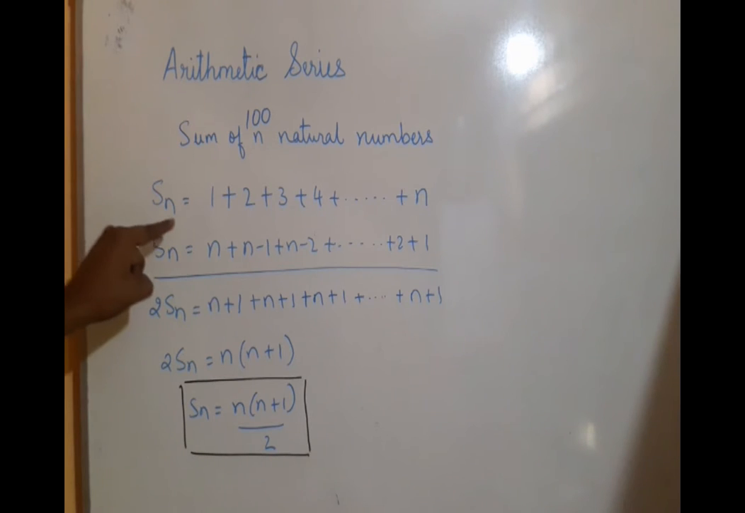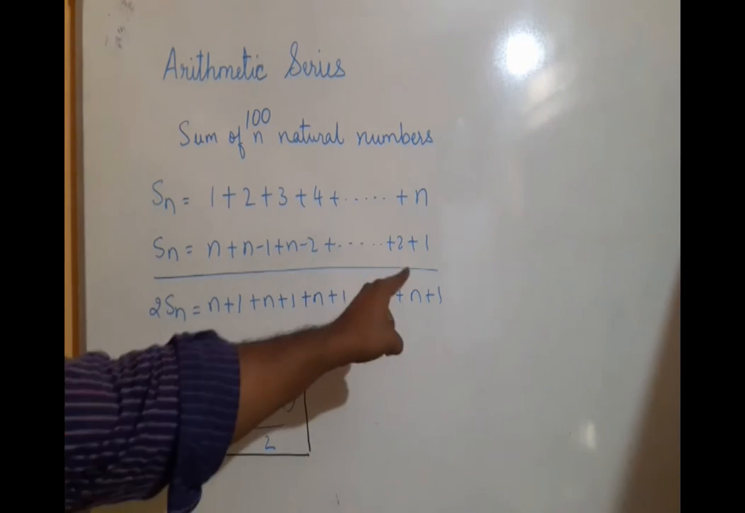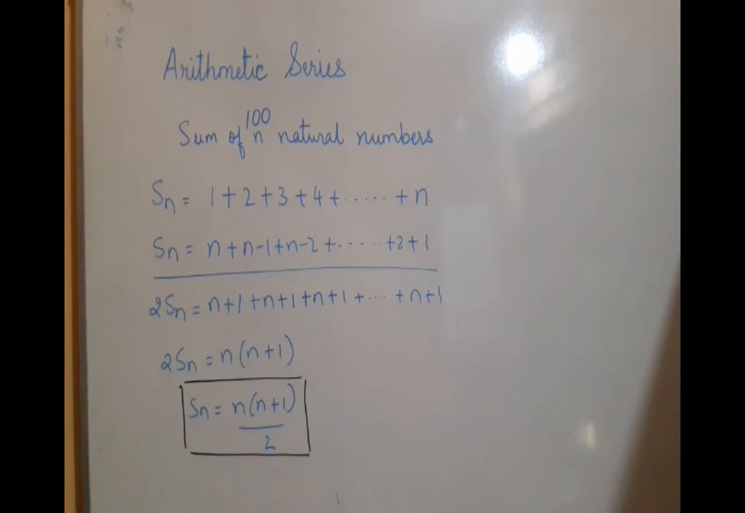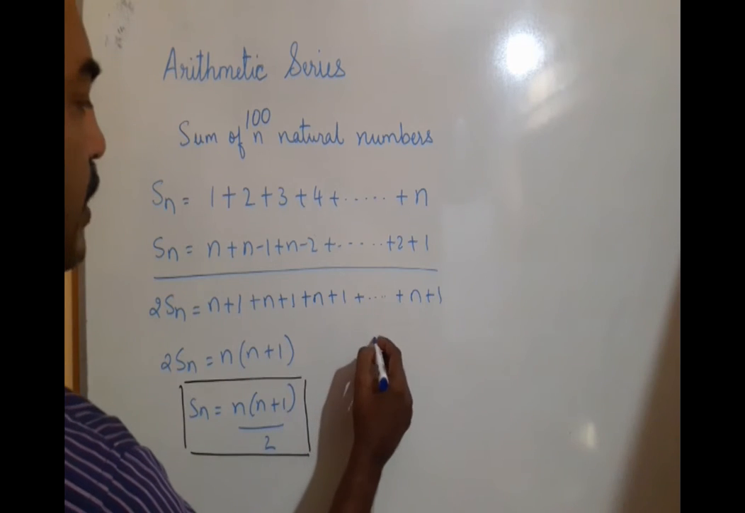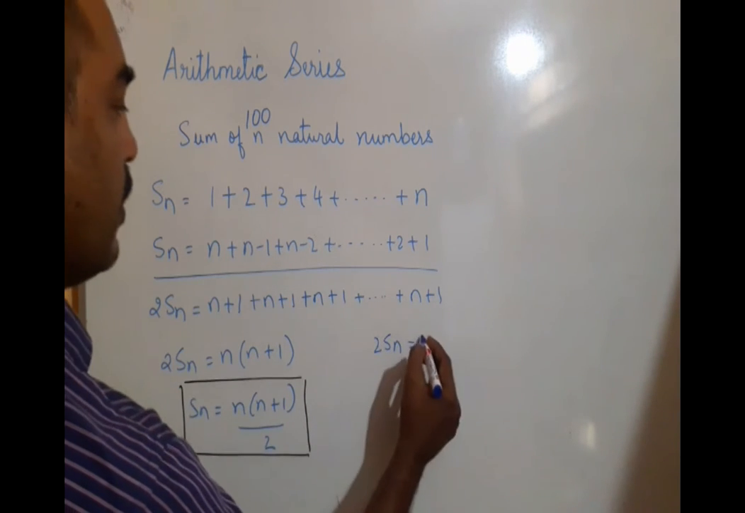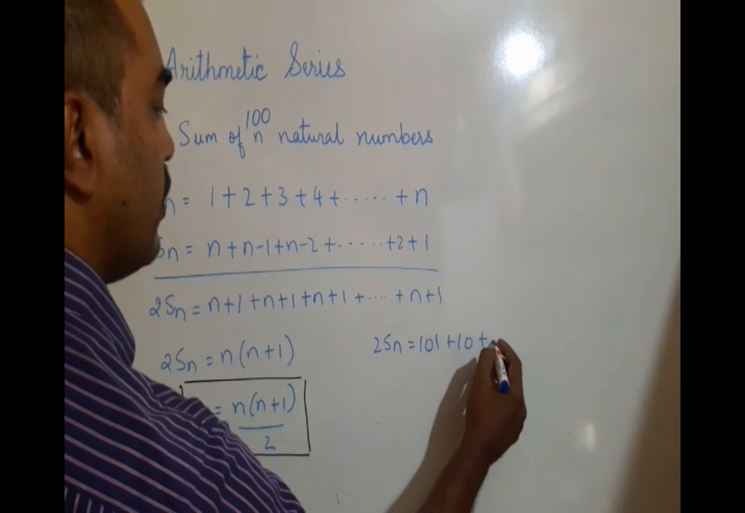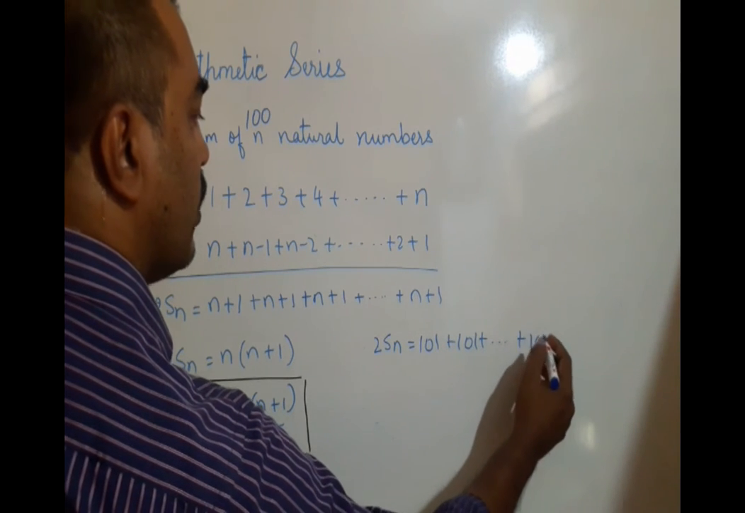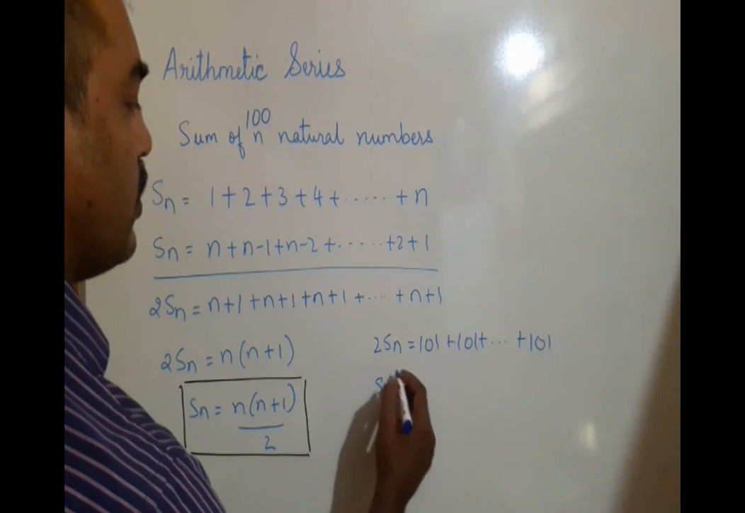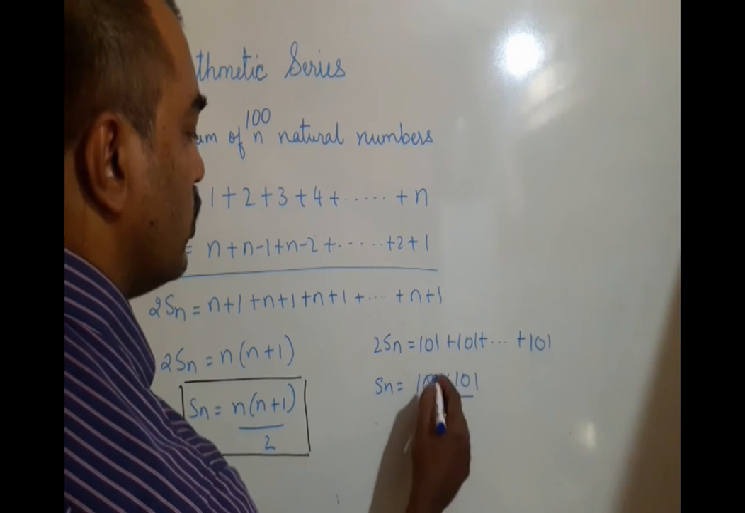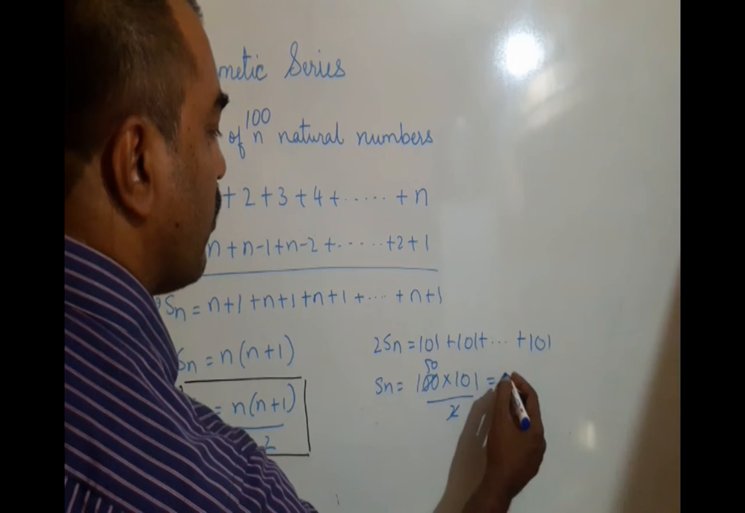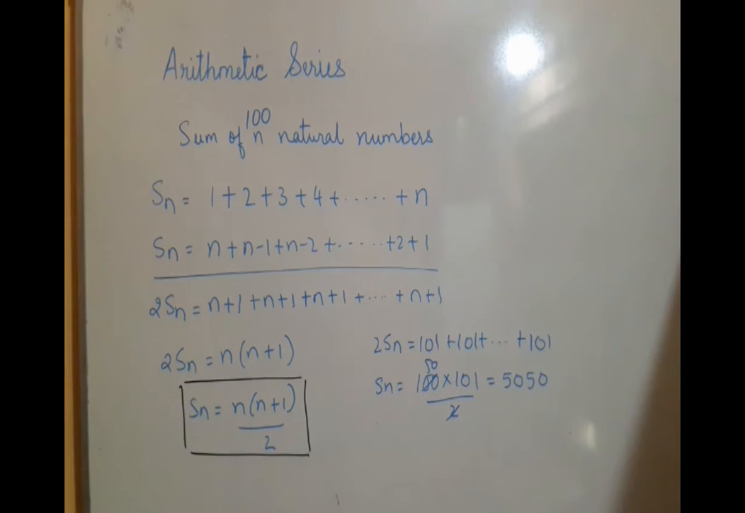A very bright child, he wrote the series 1 to 100, and 100 to 1. So what happened when he added them? You can guess. Adding them in reverse, he got twice the sum is, what is 100 plus 1? 101 plus 101 up to 100 terms. So Sn was what? These are 100 terms. So 100 into 101 upon 2. And he immediately gave the answer 5050.